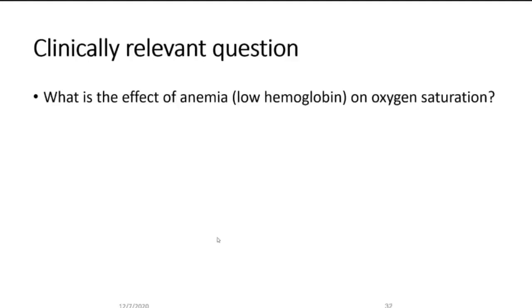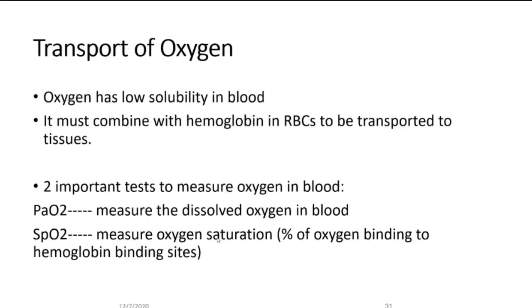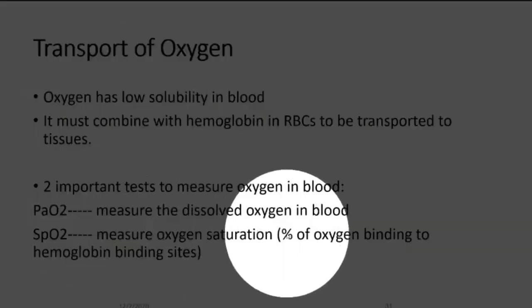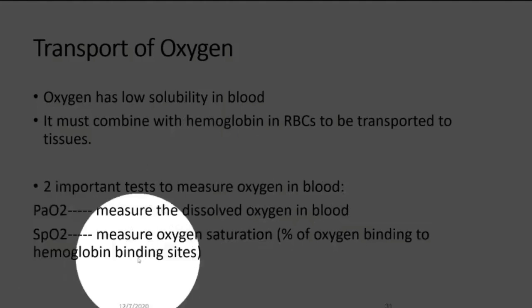Okay. What is the effect of anemia, which is low hemoglobin, on oxygen saturation؟ هذا ال SpO2 البلس اوكسيمتري، من نجي نفحصه اذا المريض انيميك ايش راح يصير به؟ دكتور normal. It will not be affected. Why? Because SpO2 is a measure of oxygen saturation اللي هو percent of oxygen binding to the hemoglobin binding size.